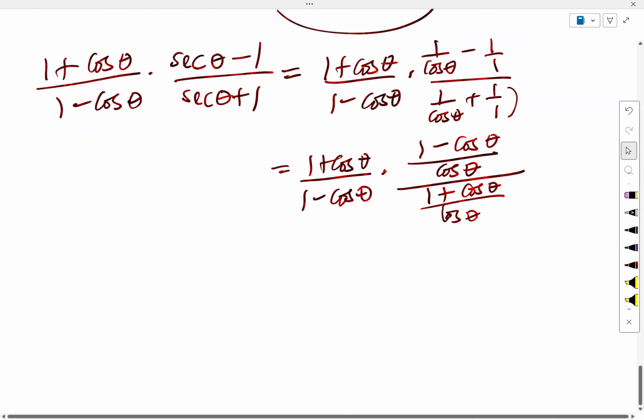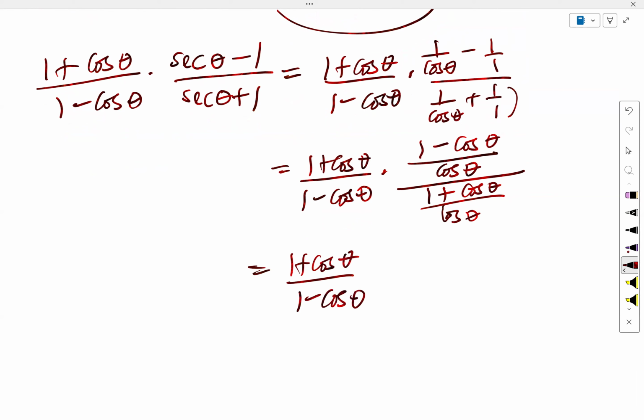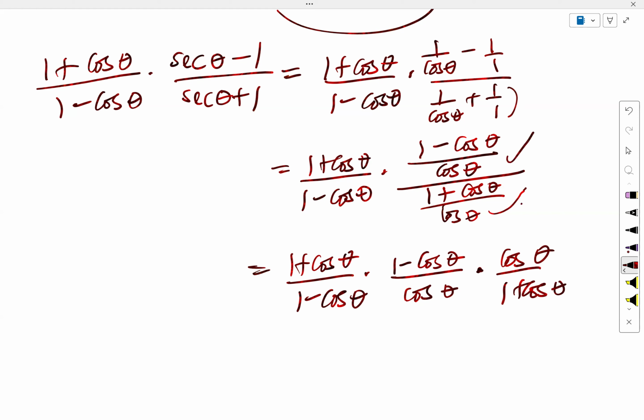And you can try to tidy things up. You have 1 plus cos theta all over 1 minus cos theta times, you can break this apart, 1 minus cos theta all over cos theta here, divided by cos theta over 1 plus cos theta. To make things fast, if you divide by this and want to multiply by it, the cos theta will go up. So you have cos theta all over 1 plus cos theta. By doing this, I've saved myself some stress. So it is this divided by this.